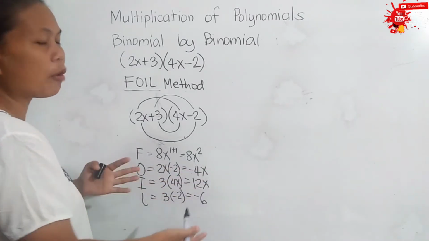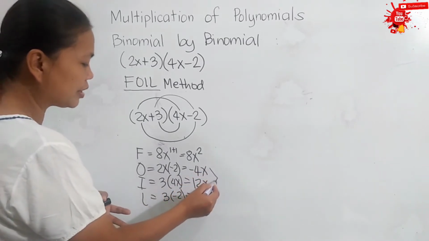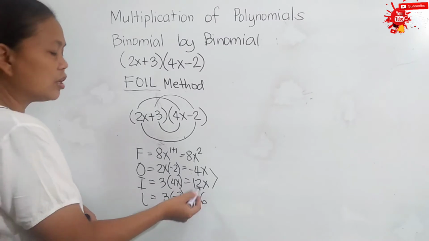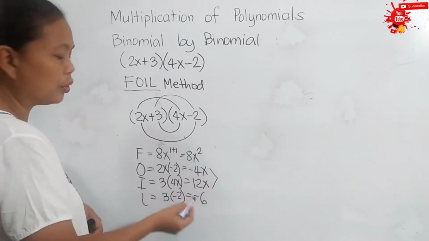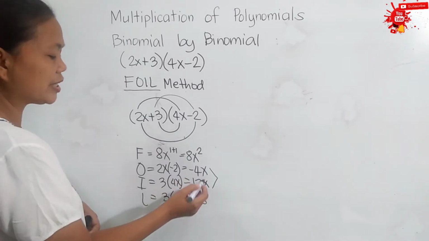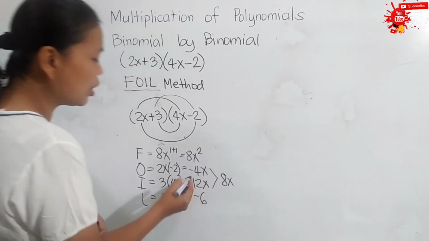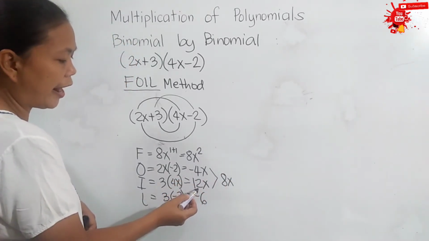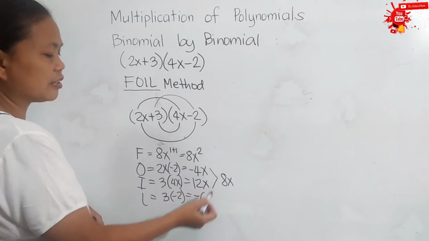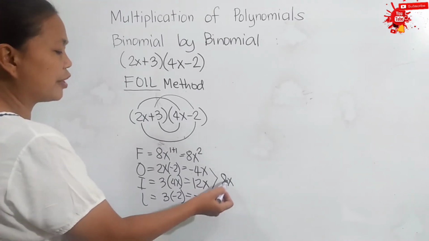And then for this, we combine similar terms. So what are the similar terms? So we have the similar terms, which are negative 4x and 12x. So it means that we will add these two. So what is negative 4x plus 12x? So it is equal to positive 8x, since we have to add negative 4 and positive 12, and negative 4 plus 12 is positive 8. So we just copy the literal coefficient, which is x. So we have here 8x.